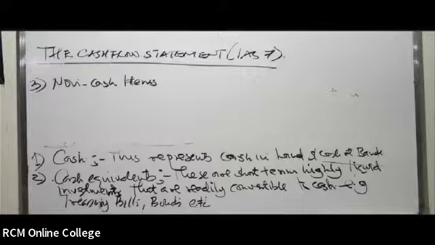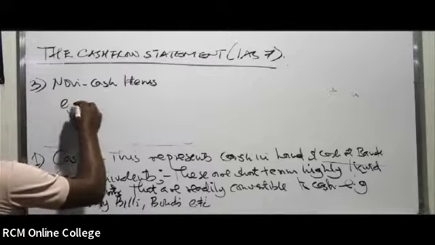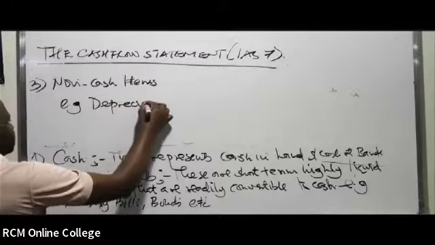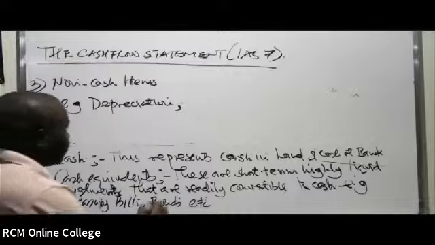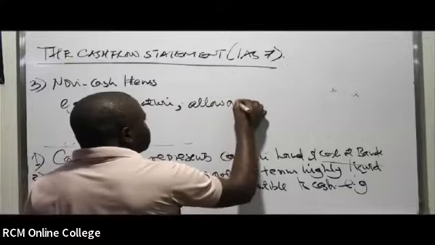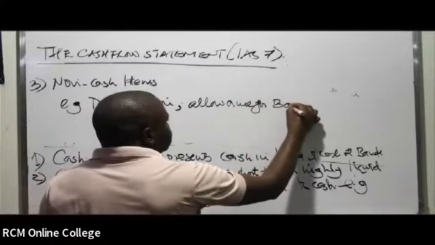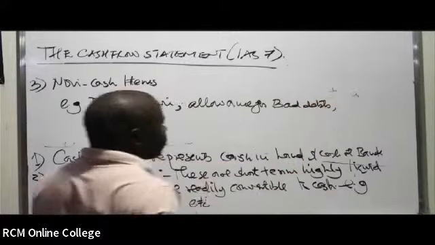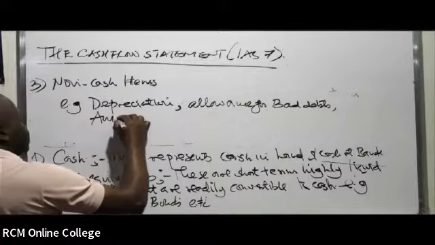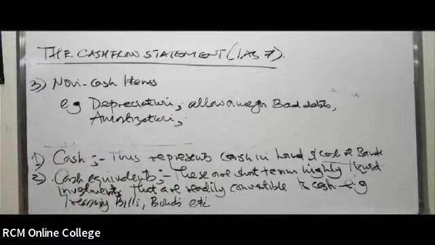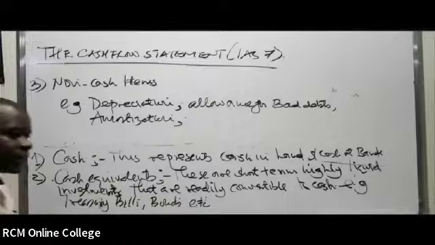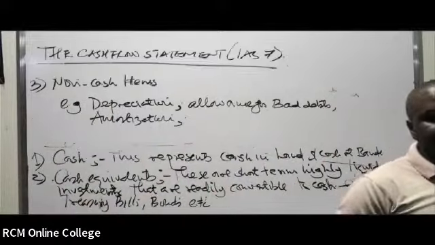You can give examples of these incomes or expenses, e.g., depreciation, allowance for bad debts, amortization. So they are like expenses, but they don't actually involve real outflow of cash. Of course, when we are preparing the cash flow statement, there's a way we treat them.